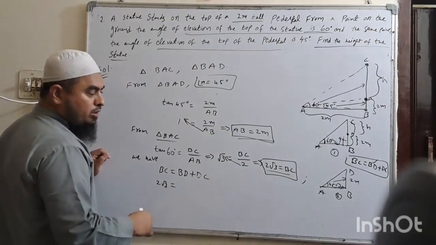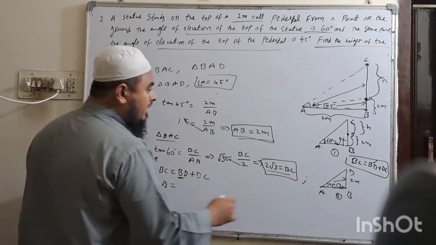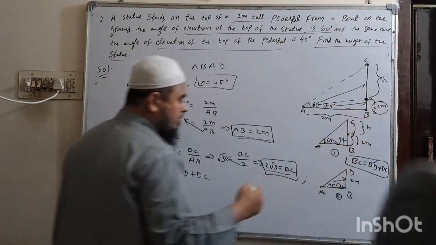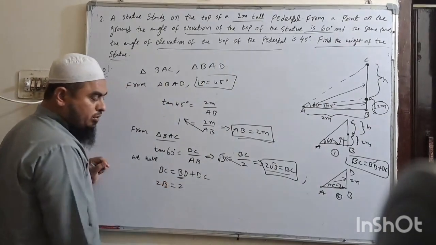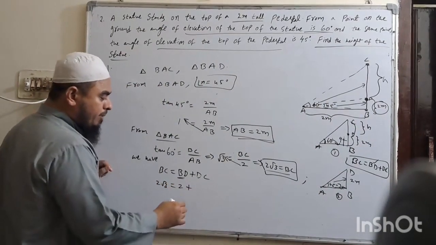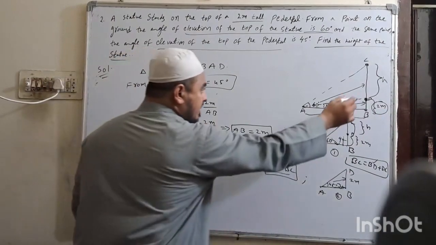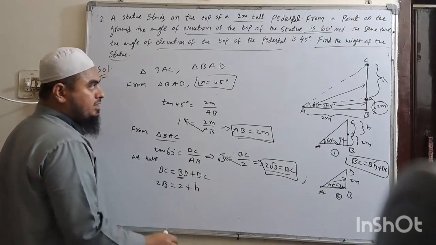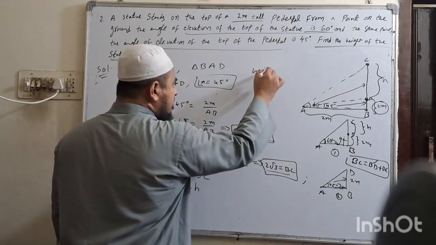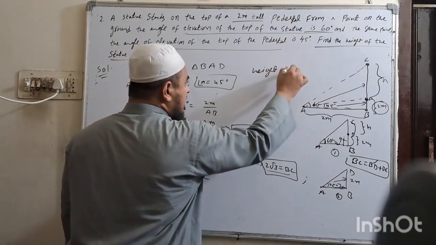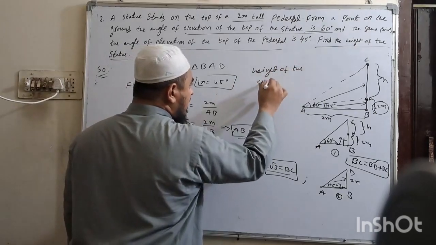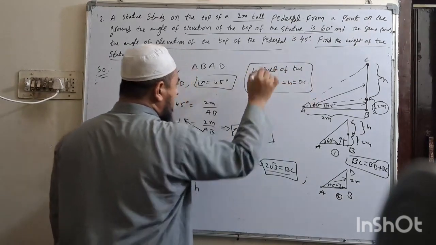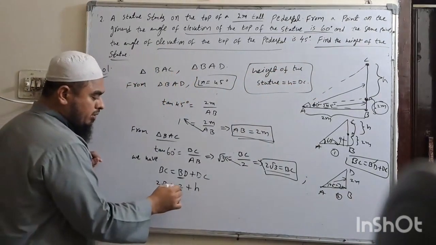BC is equal to 2 root 3, and BD we already have, which they have given in the problem, that is equal to 2 meters. No need to write m here, 2 meters. Plus DC is nothing but the height of the statue, which they are asking to calculate. So DC is the height of the statue, h. You can write here: height of the statue is equal to h, that is equal to DC. In the beginning you can write this statement. So 2 root 3 is equal to 2 plus h.